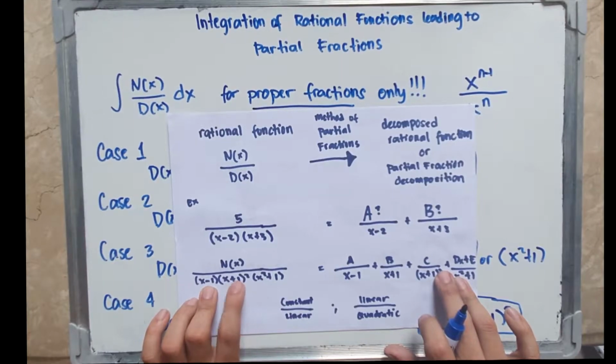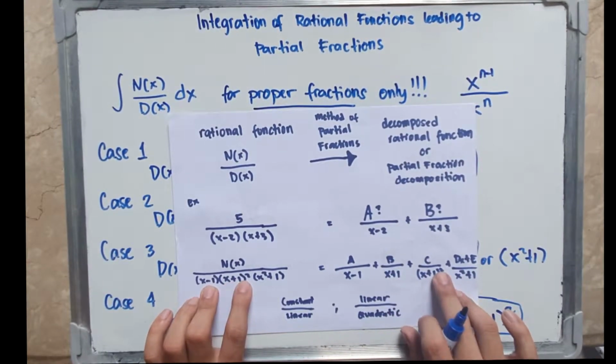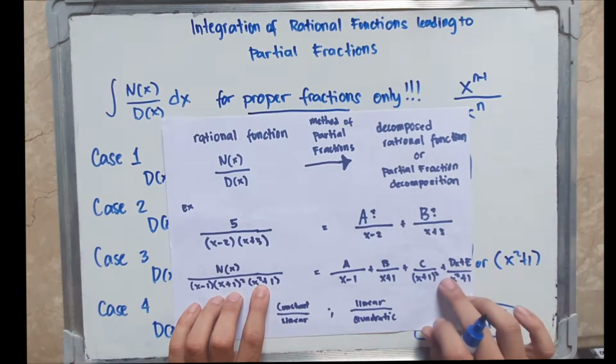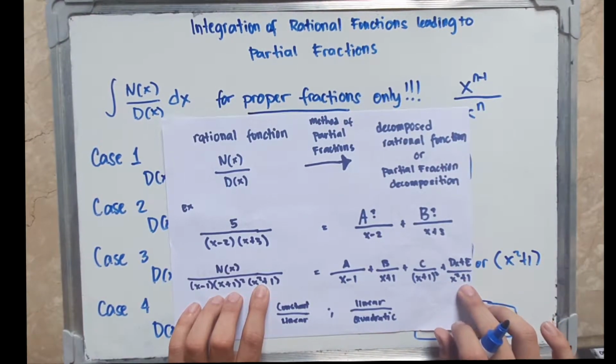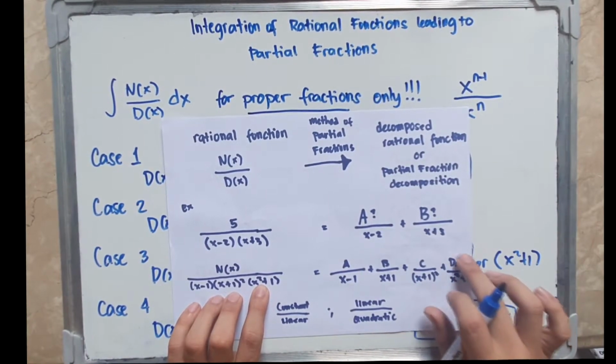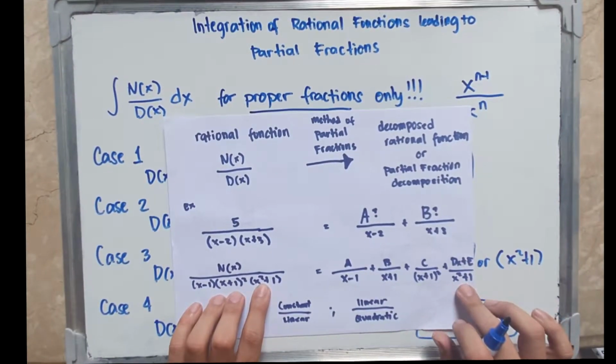Okay, so there are two values here. We have x plus 1 and we have (x plus 1) squared, since this is a repeated factor. And the last one, Dx plus E over x squared plus 1. Why do we have two letters right here? Because this is now a linear form and our denominator is a quadratic form.